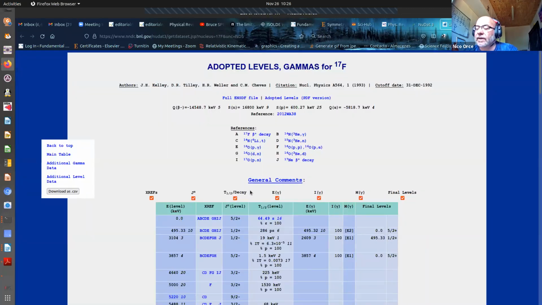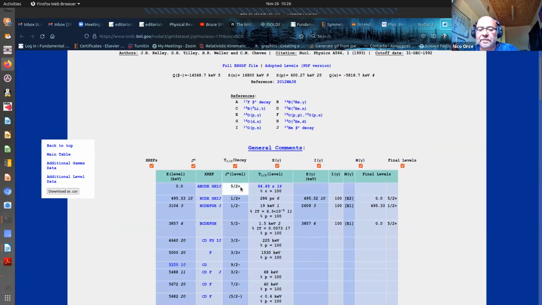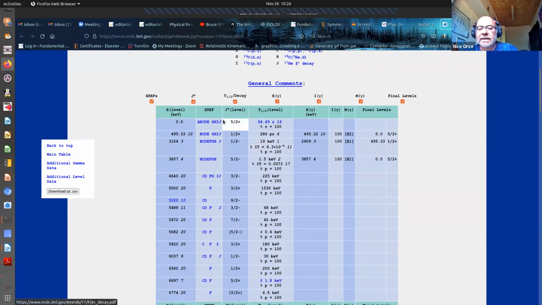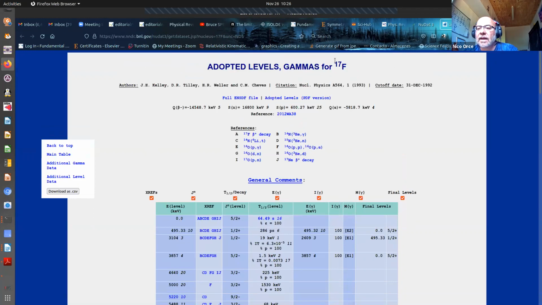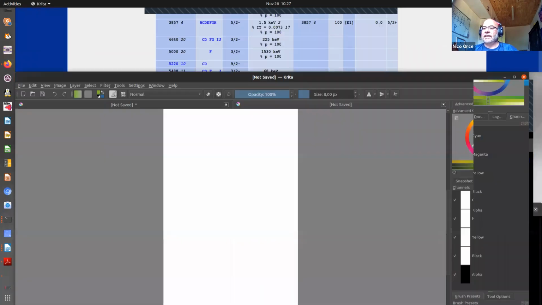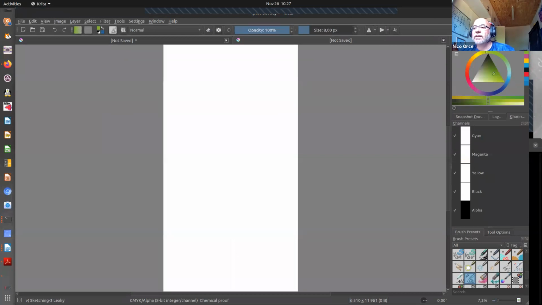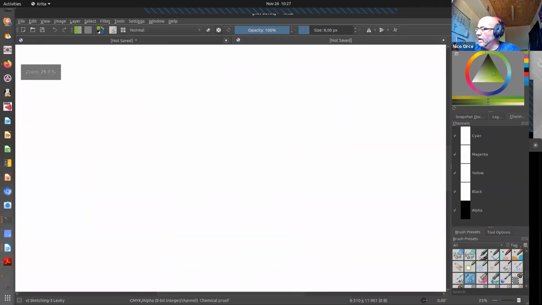So fluorine 17 has 9 protons. And you can see the same situation here: 9/2 plus, 5/2 plus, 1/2 plus, 1/2 minus. Again, similar energies, right? This is a nucleus which is different to oxygen 17, but it behaves very similarly, because the building blocks for protons and neutrons, as we always say, are similar. It's similar in the sense that now we have fluorine 17.